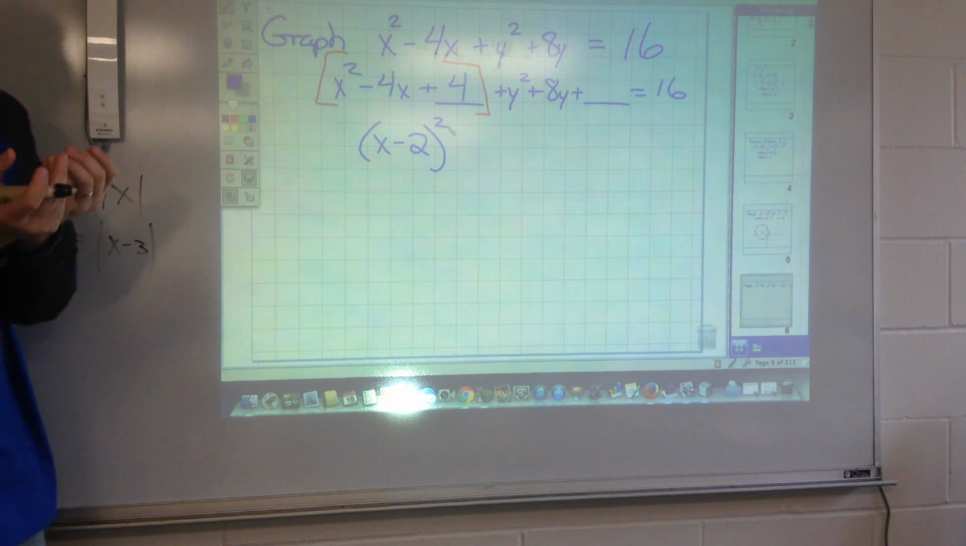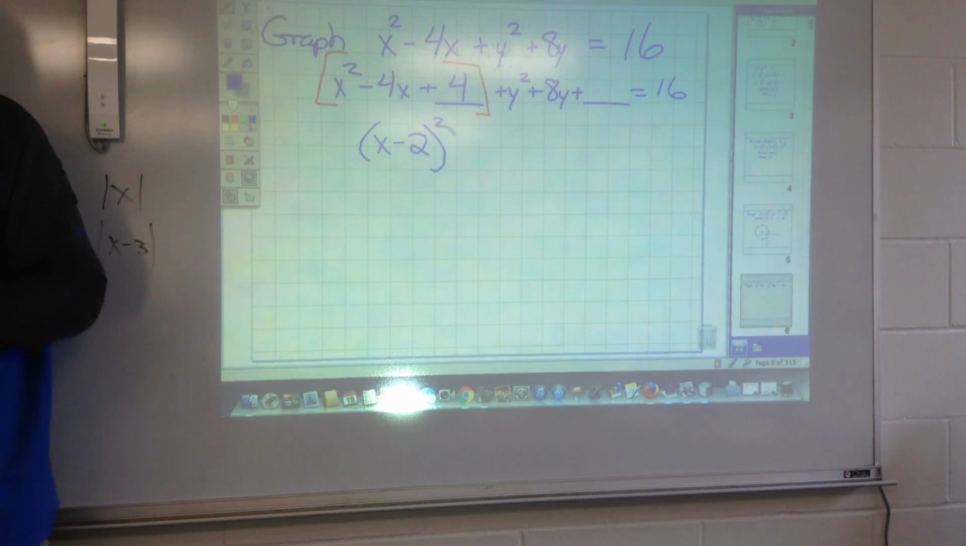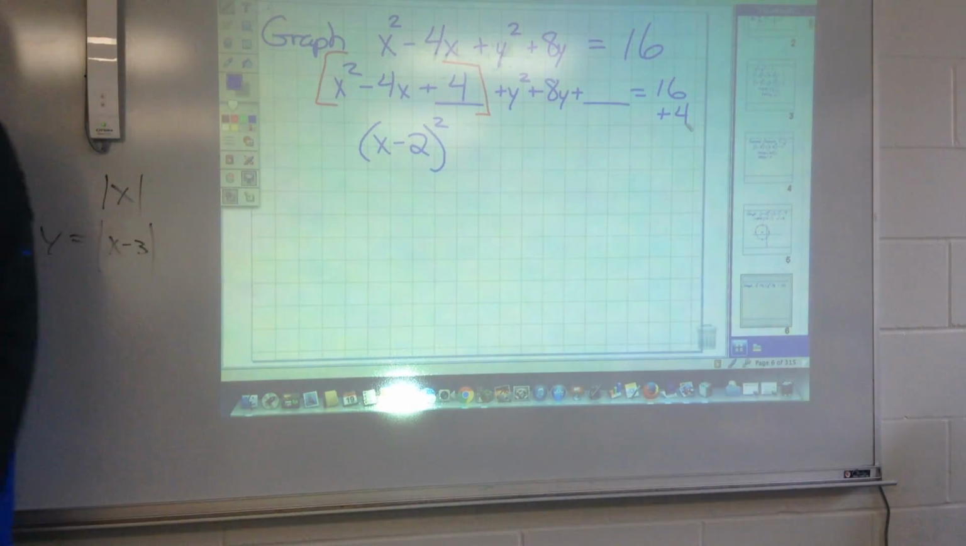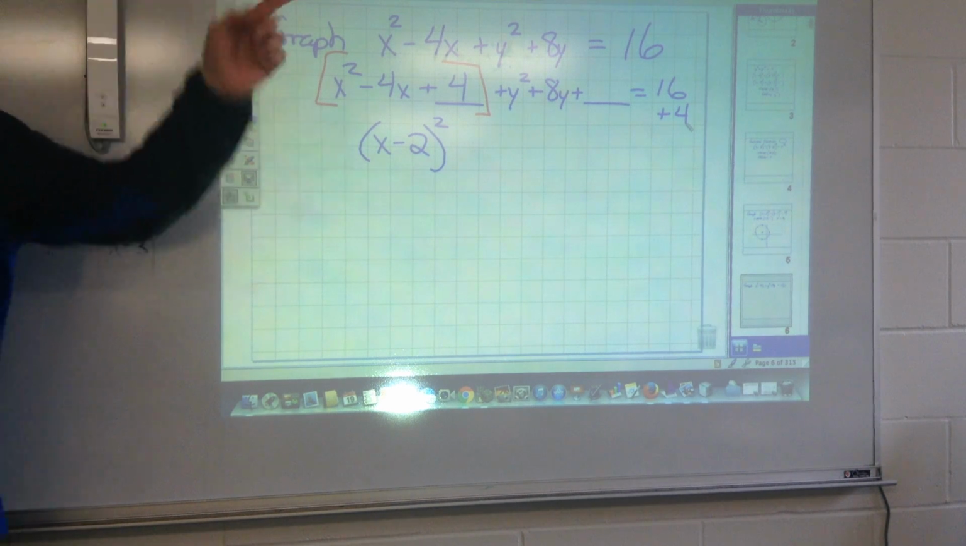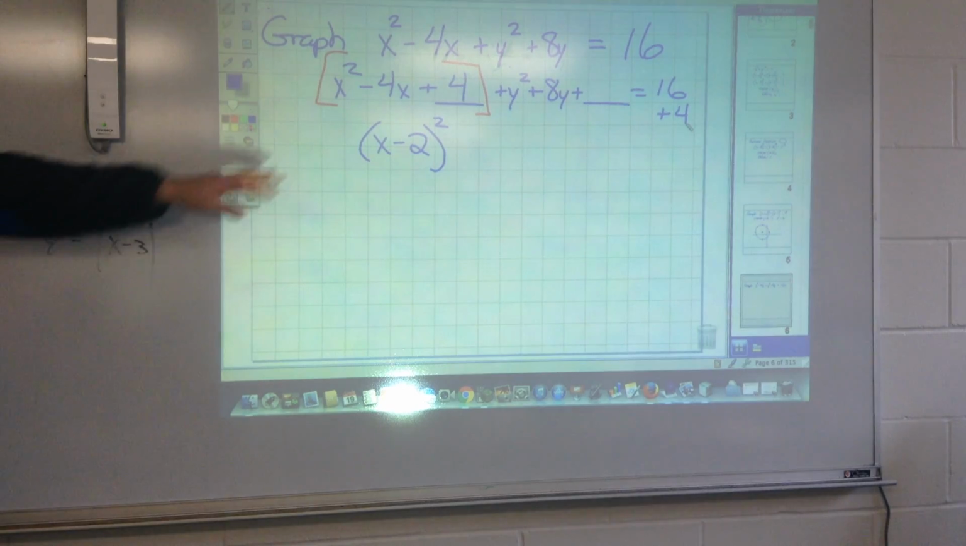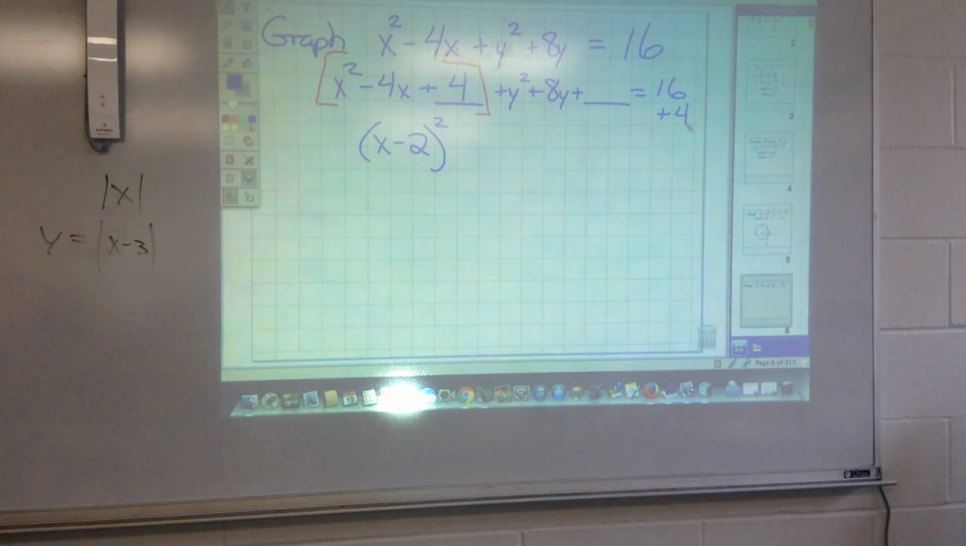But now hold on here. Why can I just randomly add an extra number here? Just do it to the other side. Yeah, good. Yes, I can randomly add a number to one side of the equal sign as long as I do it to the other side. So if I add 4 to this side of the equal sign, just make sure you add 4 to the other side of the equal sign.